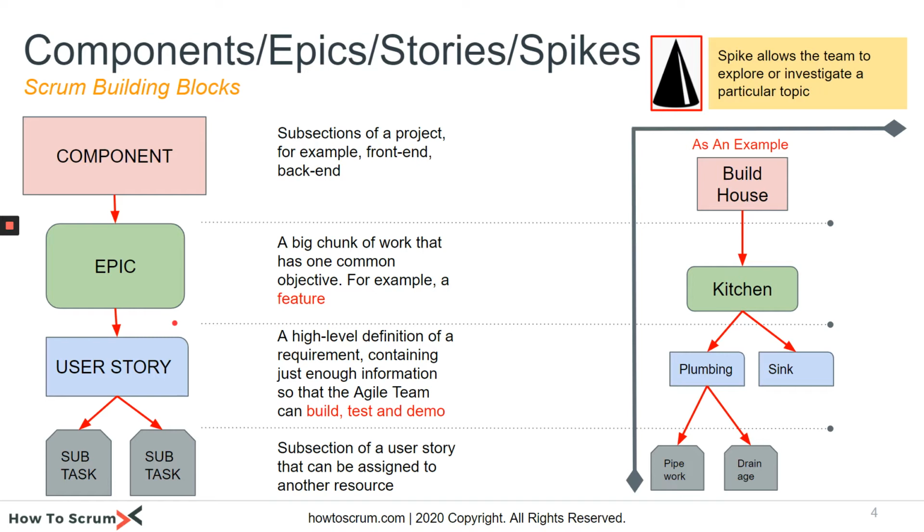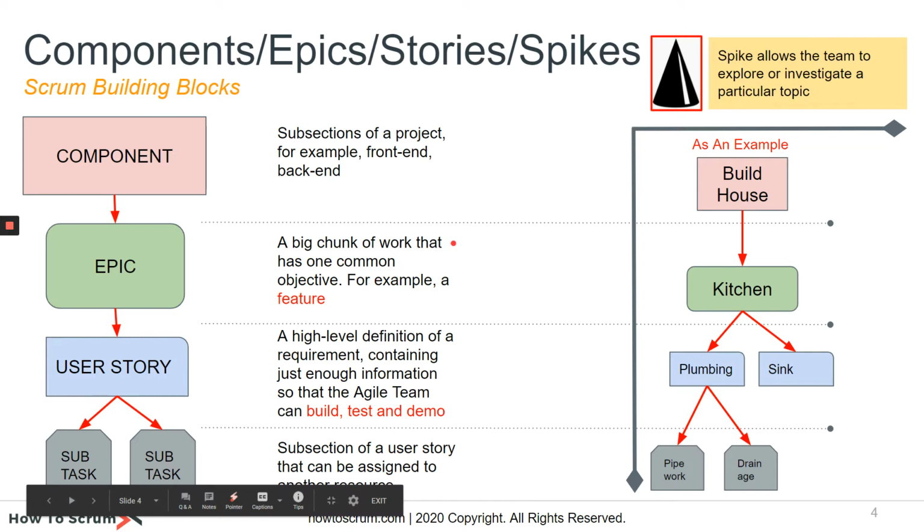An epic is a big chunk of work. And underneath that, you can create as many stories as you need. A story can only be for one epic. An epic can have more than one story. A story, which is like a requirement, can be broken down into subtasks.